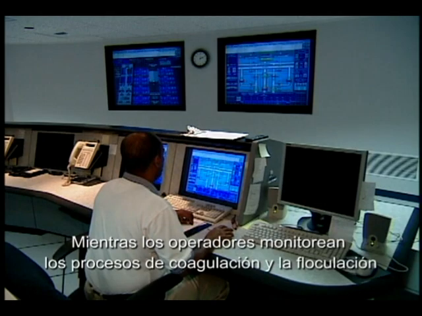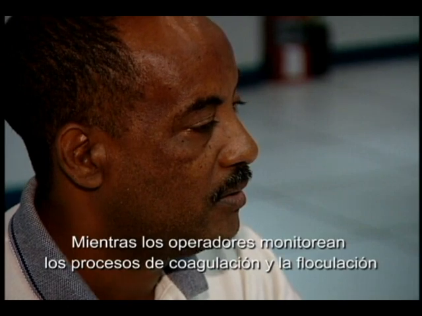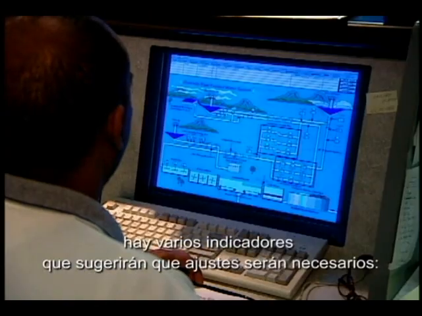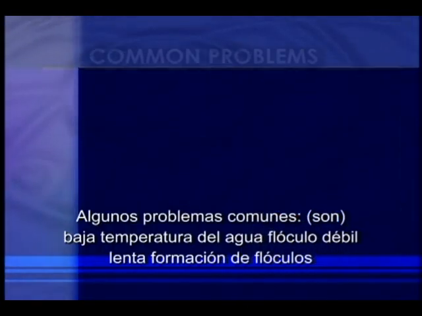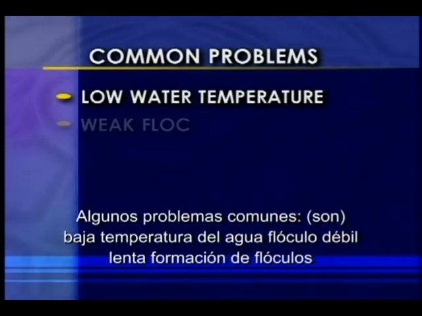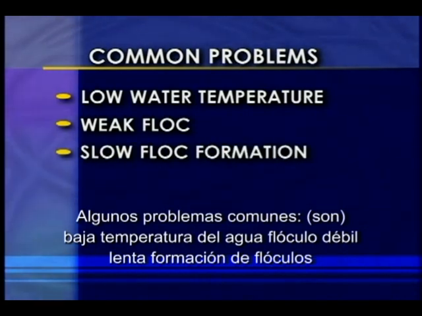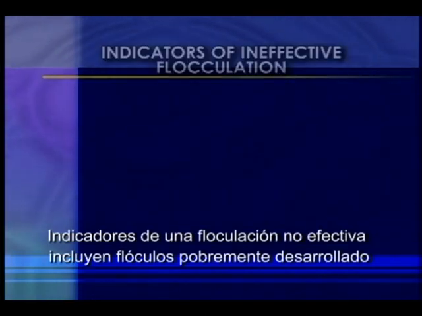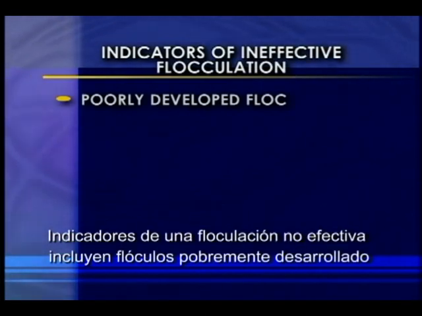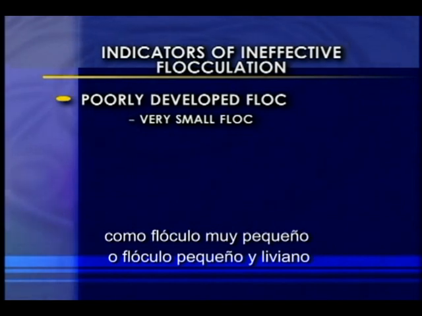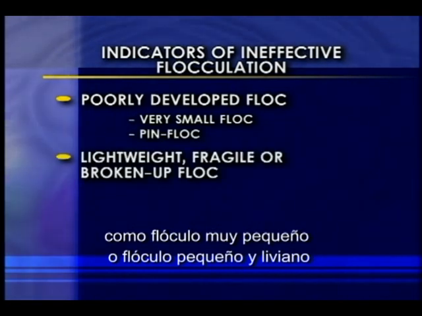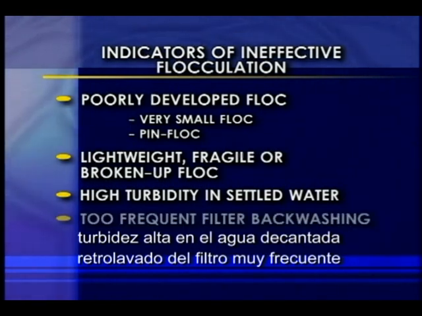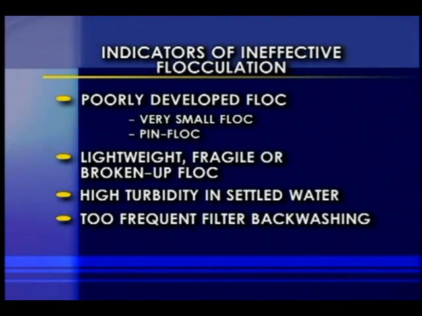As operators monitor the coagulation and flocculation process, there are several key indicators that will suggest some adjustments are necessary. Common problems include low water temperature, weak floc, slow floc formation, and over or under feeding of chemicals. Indicators of ineffective flocculation include poorly developed floc, such as very small floc or pin floc, lightweight, fragile, or broken up floc, high turbidity in settled water, and too frequent filter backwashing.